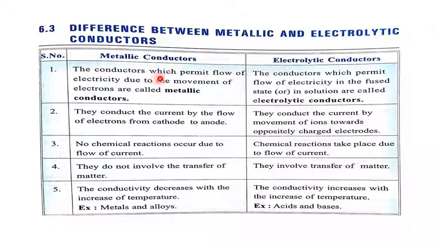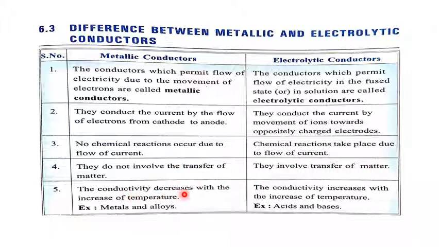Reason: the conductors which permit the flow of electricity due to the movement of electrons are called metallic conductors. The conductors which permit flow of electricity in the fused state or in solution are called electrolytic conductors. They conduct the current by the flow of electrons from cathode to anode in metallic conductors, and by the movement of ions towards oppositely charged electrodes in electrolytic conductors. No chemical reactions occur in metallic conductors; chemical reactions take place in electrolytic conductors. Metallic conductors do not involve the transfer of matter; electrolytic conductors involve transfer of matter.